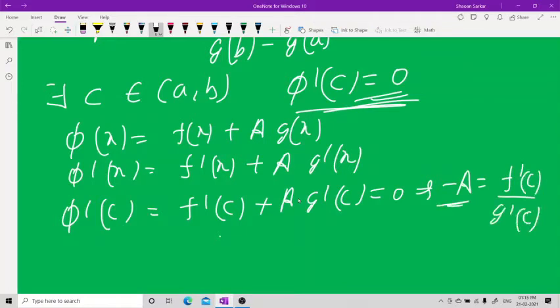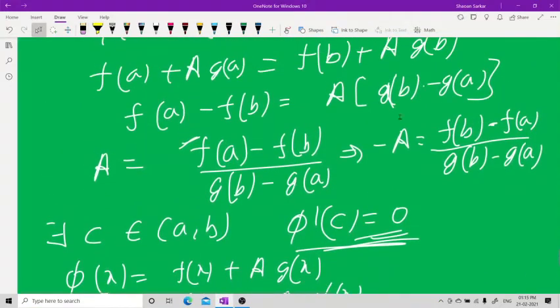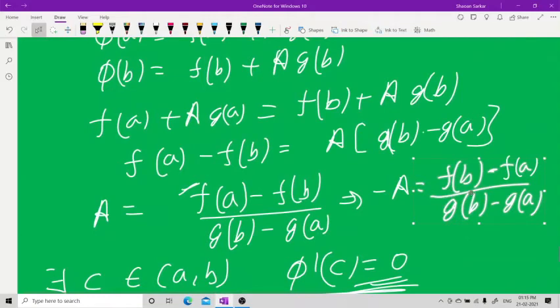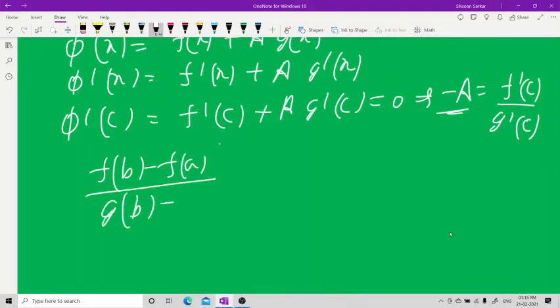Now you see, minus a is what? Minus a is this quantity. So just put this in place of minus a. Now put this in place of minus a. FB minus FA upon GB minus GA is equal to f dash c upon g dash c.